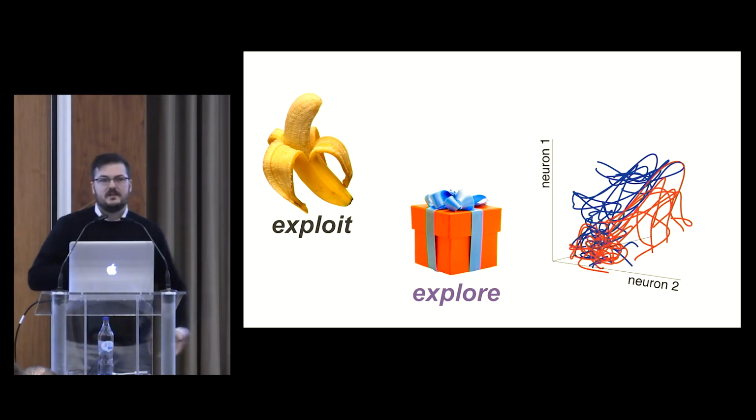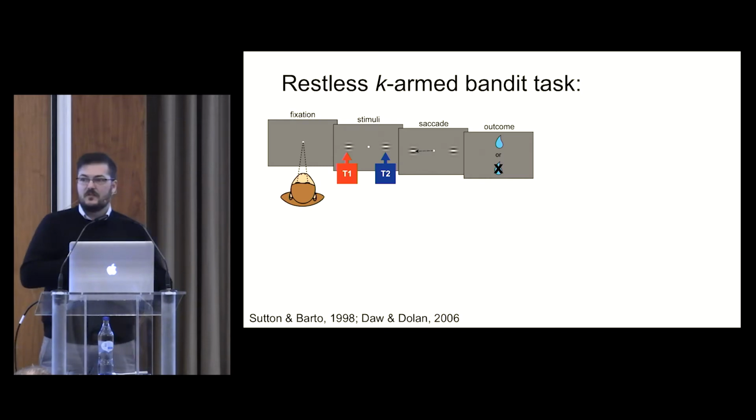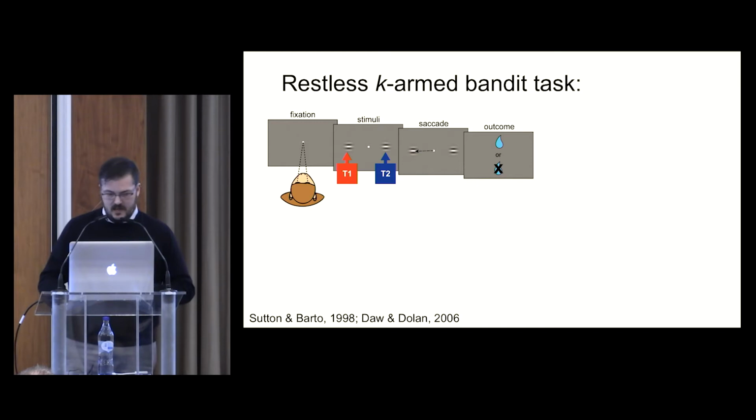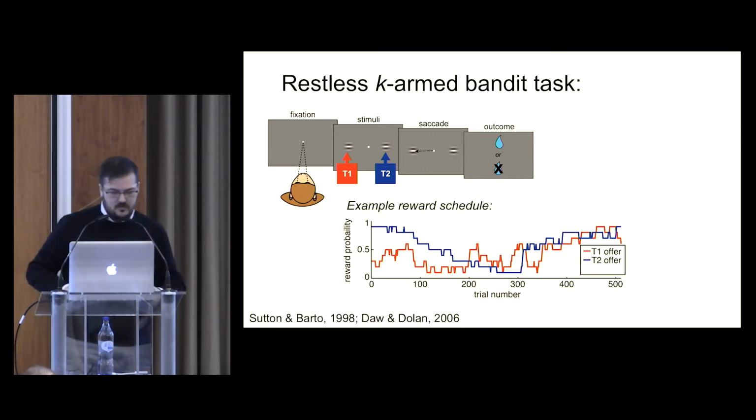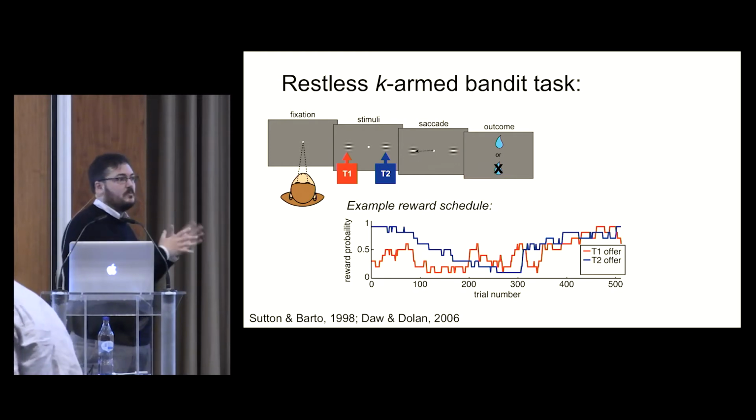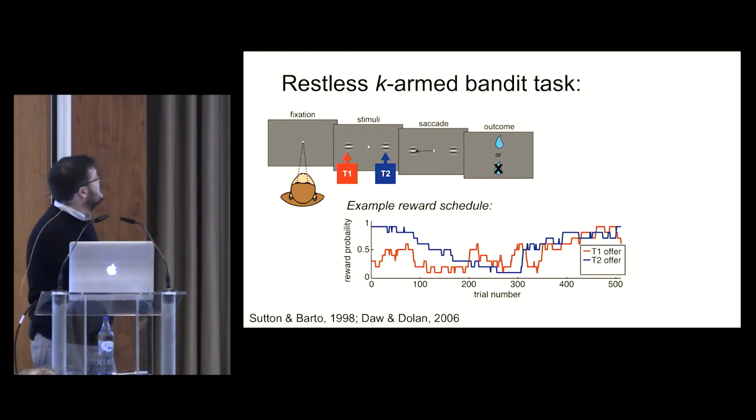In order to do that, we need to get monkeys to explore and exploit. To do that, we're going to use a very simple, canonical explore-exploit task, the Restless K-armed bandit. From the monkey's perspective, his job is very simple. He fixates a central fixation, two eccentric targets come up. The monkey makes a saccade to one of those targets, at which point we either reward him or don't reward him. And what makes this an explore-exploit task is the probability of reward for choosing each of those options.